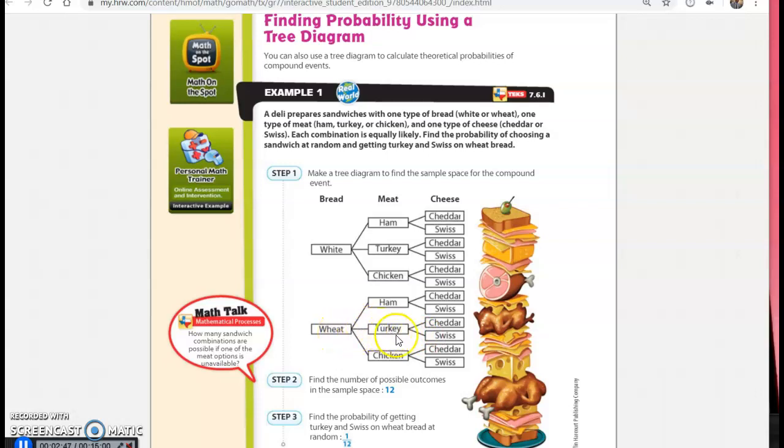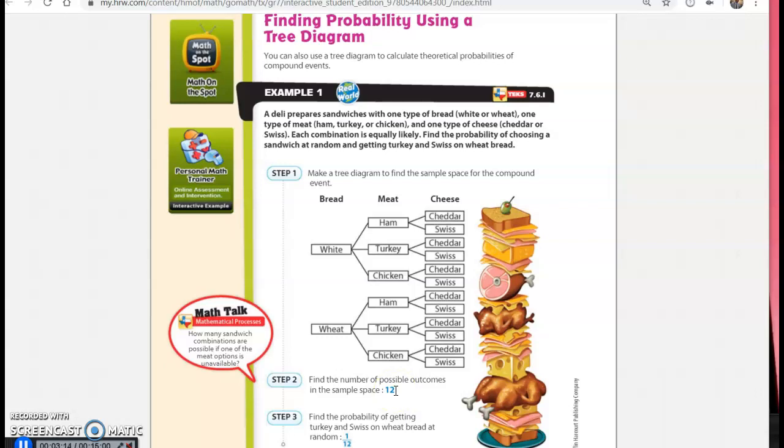Okay. Now, if it asks me what is the probability of getting a cheddar sandwich with wheat bread, in this particular case, I would have three different possibilities: wheat, ham, cheddar; wheat, turkey, cheddar; or wheat, chicken, cheddar. That's 3 of the 12, okay? Or 1/4 of those sandwiches would be that option. So the probability in that case would change.